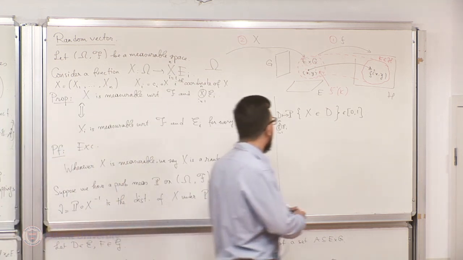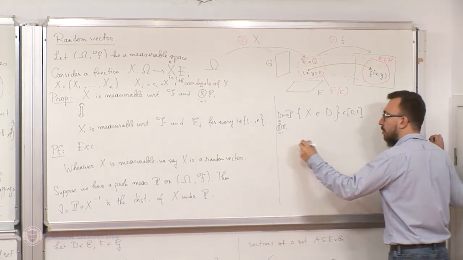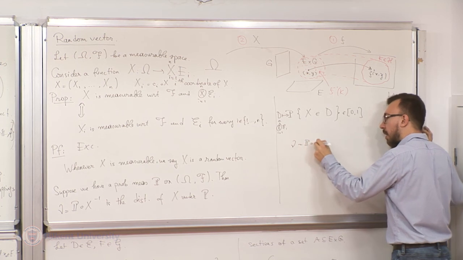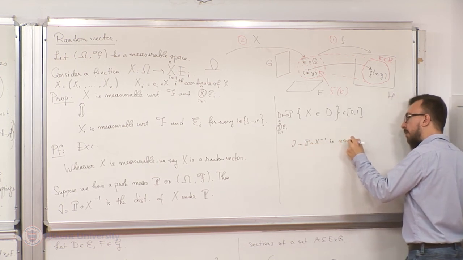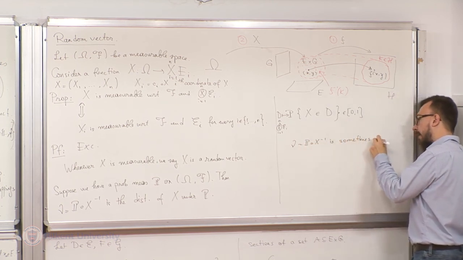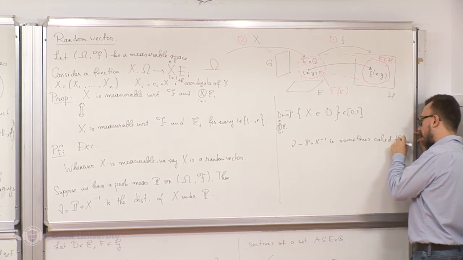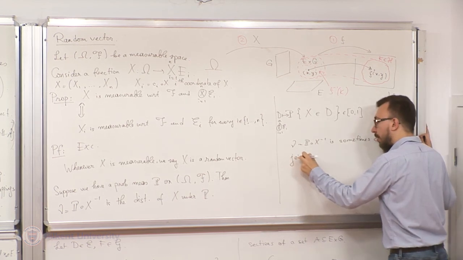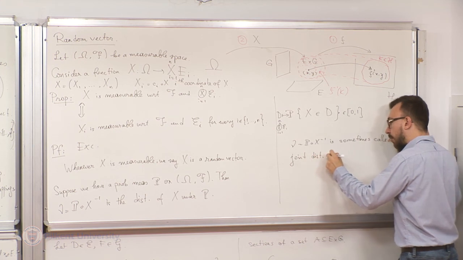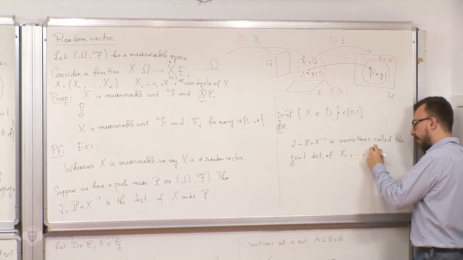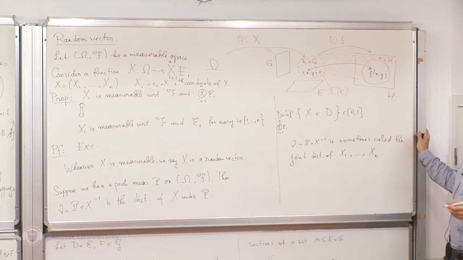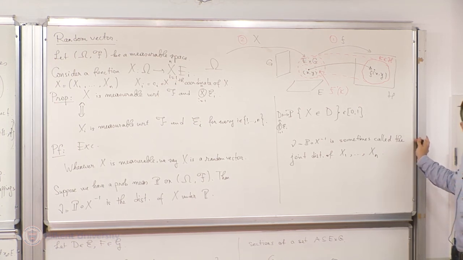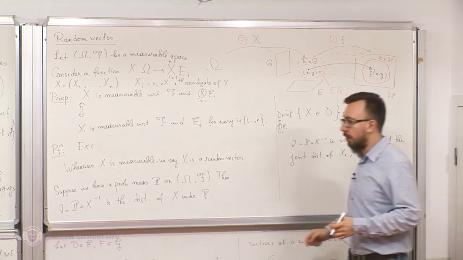And sometimes this is called the joint distribution of X_1 to X_n. It is simply the distribution of X, but we sometimes say it is the joint distribution of the components of X, the coordinates of X.